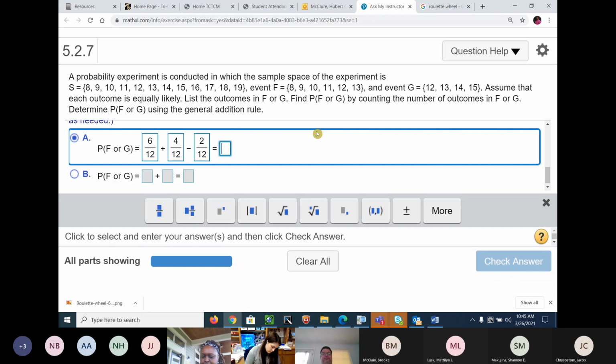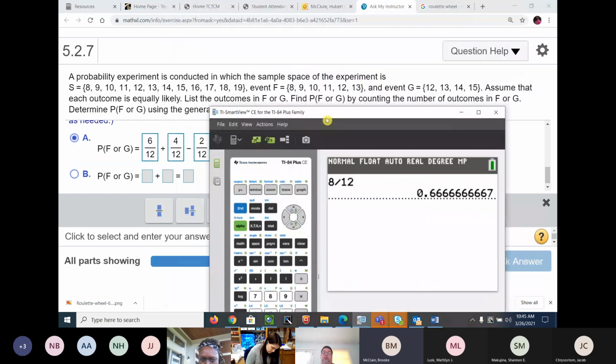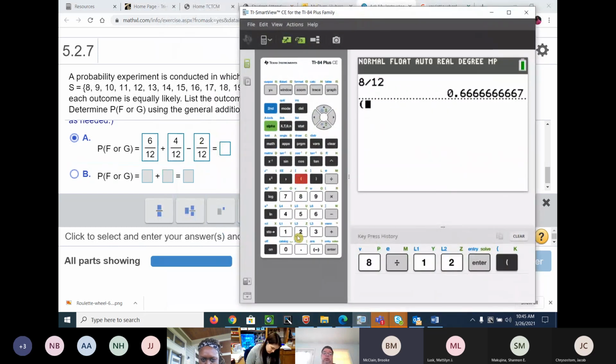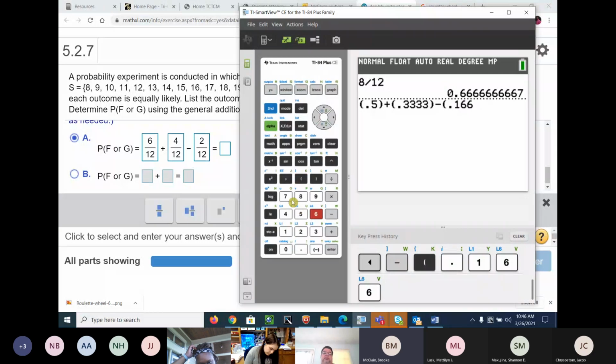0.5 plus 0.3333. I'm going to go 4 digits. Somebody check 2 over 12. Isn't that 0.1667? Yes, 0.1667 for the overlap. And that should be 0.6666.